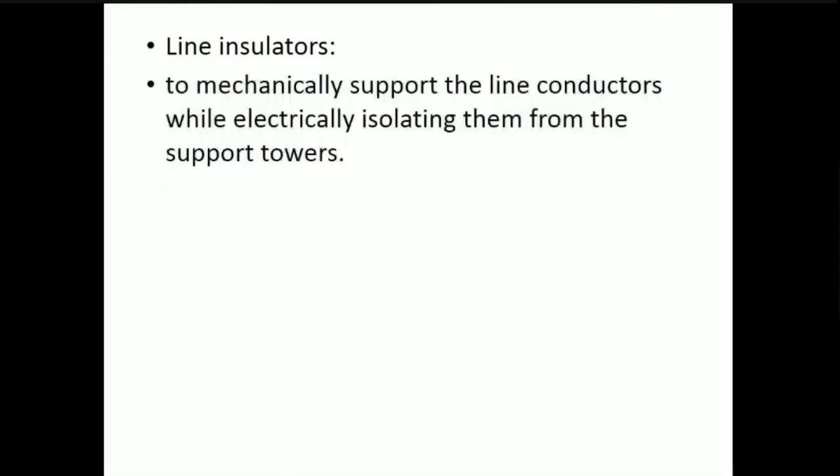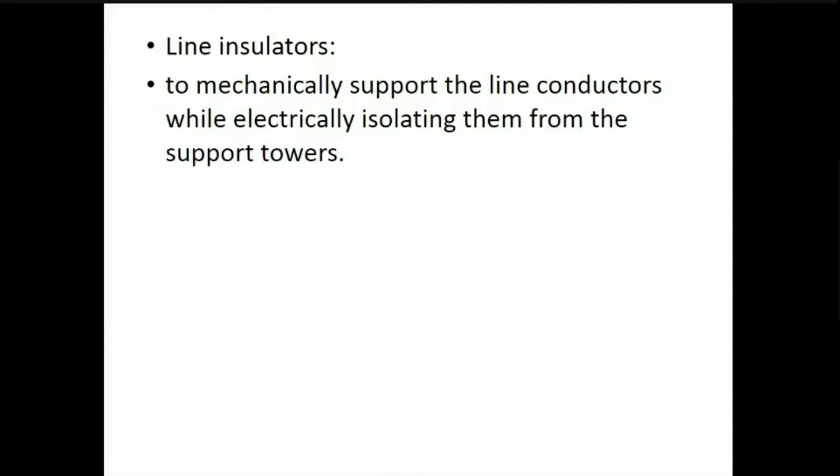Next is the line insulator. Line insulators are actually separating the tower from the transmission conductors. We know that transmission conductors are carrying the power and they are supported by means of metallic towers. Then, if there is electrical contact between the conductor and the tower, power will be grounded. So, in order to avoid that, between the tower and the conductor, we have the line insulator.